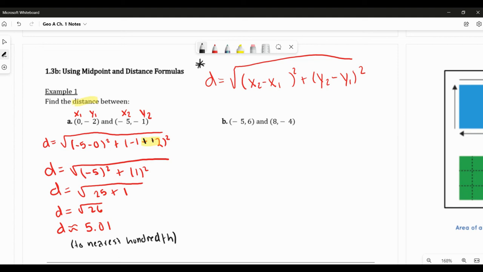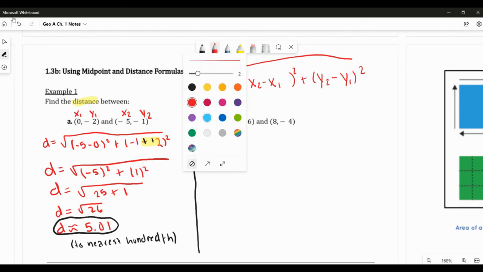So you always have to pay attention. Sometimes there will be rounding instructions, sometimes there will not. The hundredth is always a good one if there are no rounding instructions. So I now know what D is. We are done. All right. Let's do this one more time.